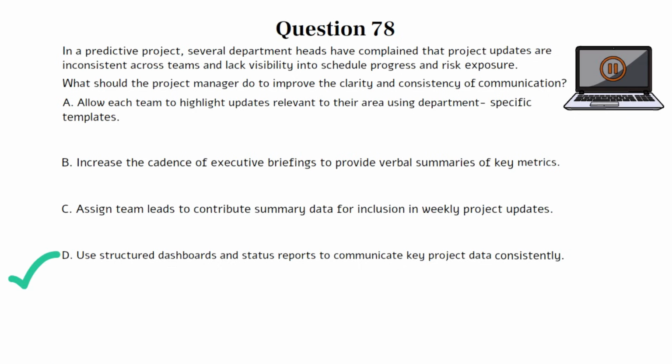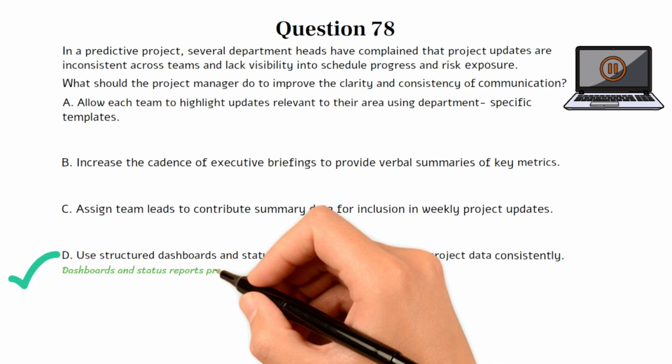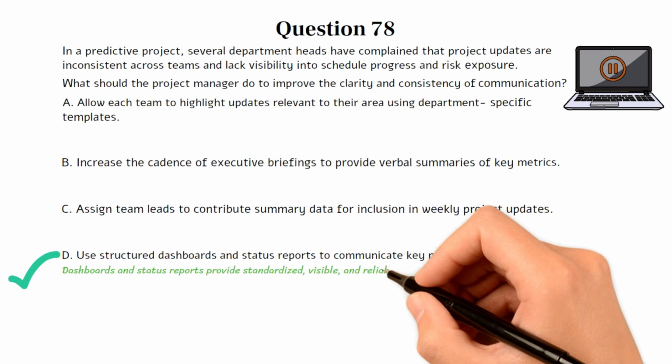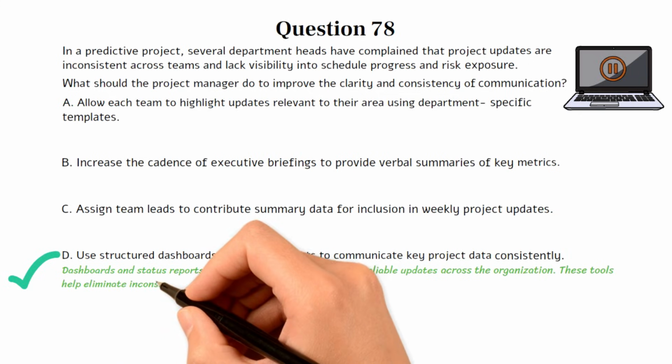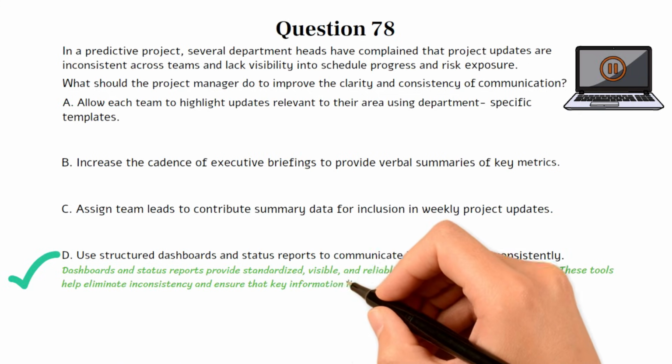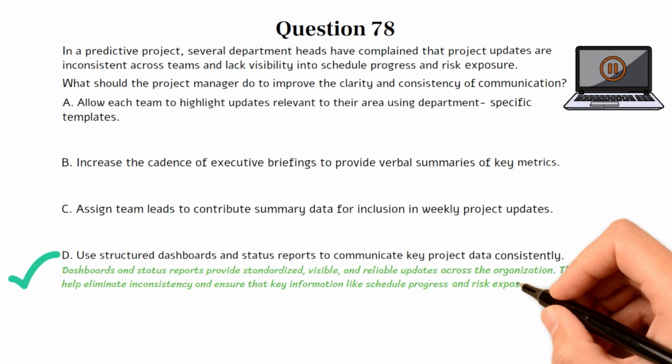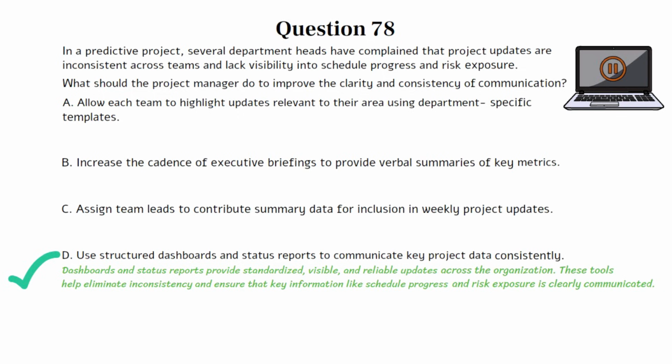This question tests your understanding of how to manage formal communication in predictive environments. PMI emphasizes structured, consistent documentation, especially when communicating with leadership in cross-functional areas. Choice D is the best option because dashboards and status reports provide standardized, visible, and reliable updates across the organization. These tools help eliminate inconsistency and ensure that key information like schedule progress and risk exposure is clearly communicated.